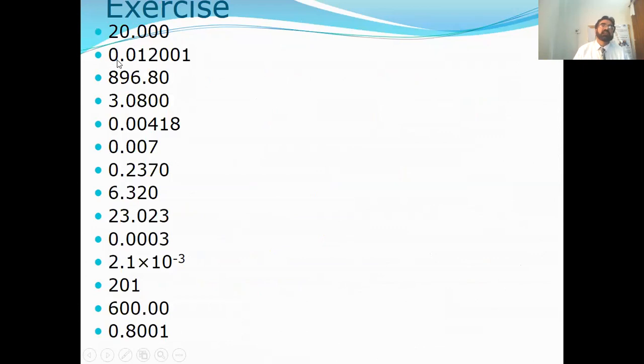Over here in the second number, 0.012001, these 2 are sandwich zeros, so they are significant, and these are leading zeros, so they are considered to be non-significant. 89680, this 0 is significant because it comes after the decimal point. 3.0800, all these are significant digits. 0.00418, these initial zeros, the leading zeros, are not considered to be significant. Over here, these 3 zeros are not significant, and this 0 is considered to be significant because it comes after the decimal.